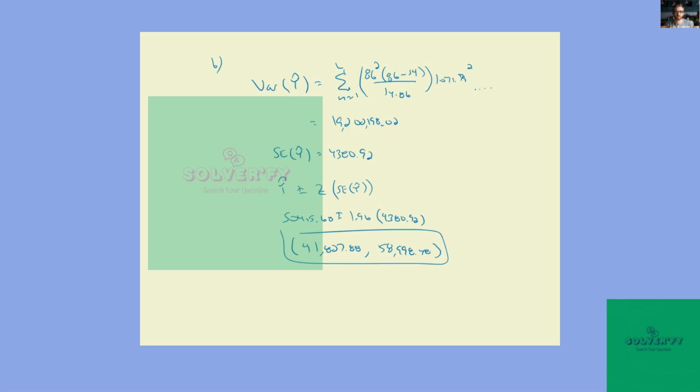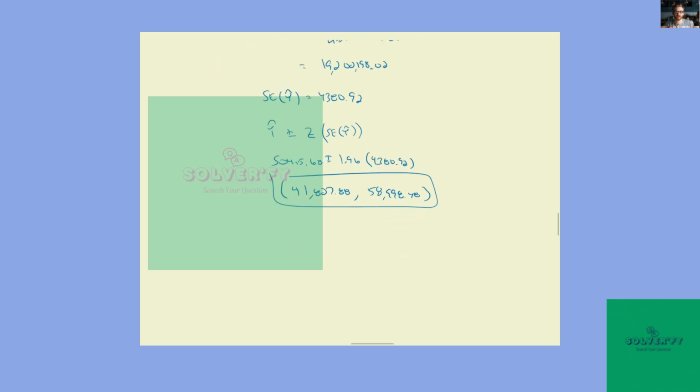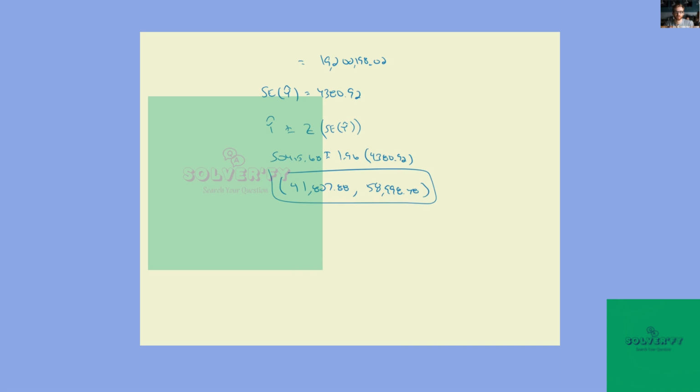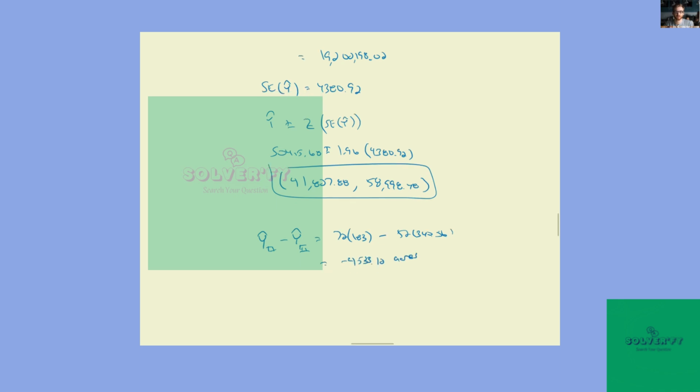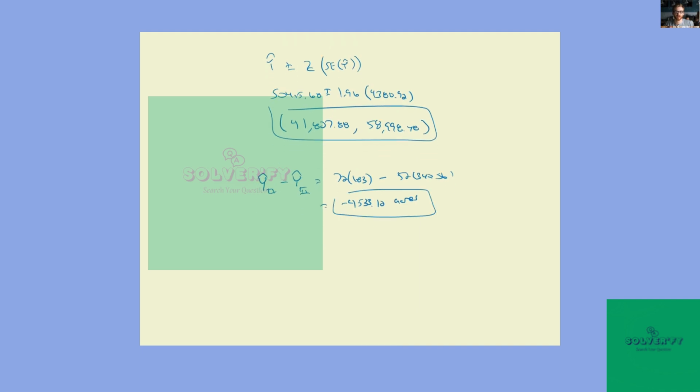The difference between the total number of acres of trees on strata 2 and 3. The difference would be from y hat 2 to y hat 3, which would be 72 times 183 minus 52 times 340.56, which would be negative 4,533.12 acres. You could also take the positive. A 95% confidence interval of the difference.